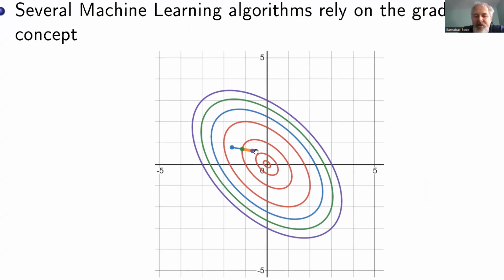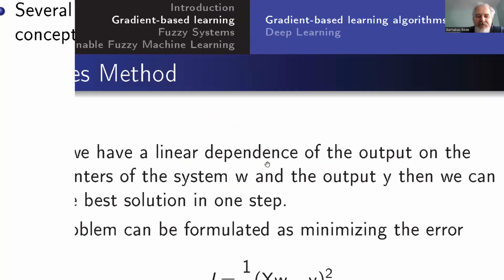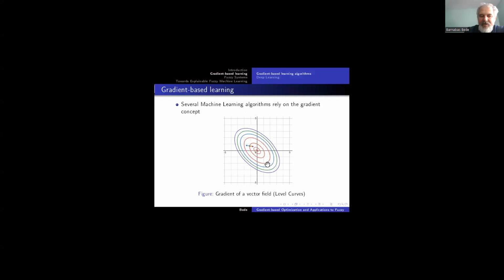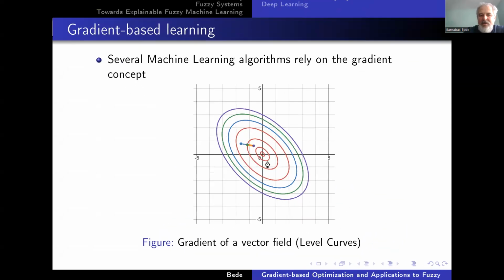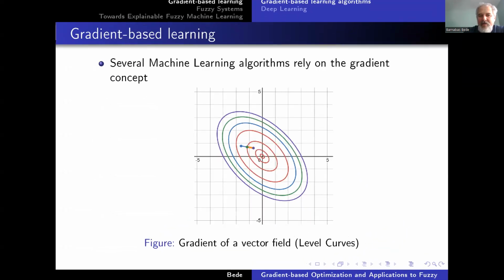So a small step in this direction will take us to a lower level curve. Then we repeat the process until we reach the center. When I click, it goes away. So this orange vector will take me slowly to the minimum error. So this is basically the idea of the gradient descent method.